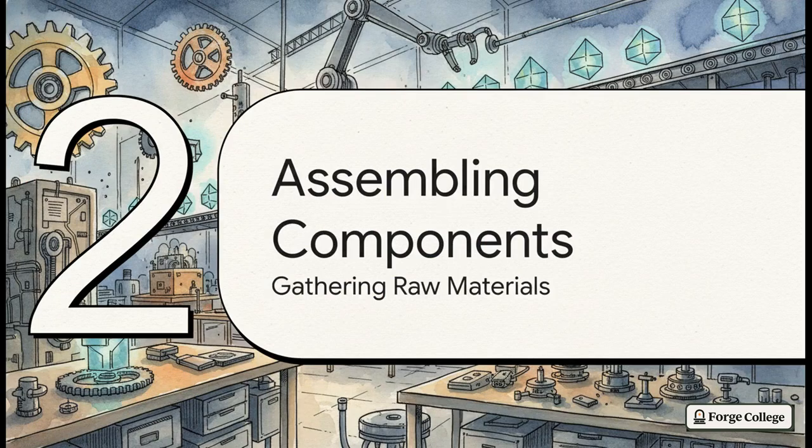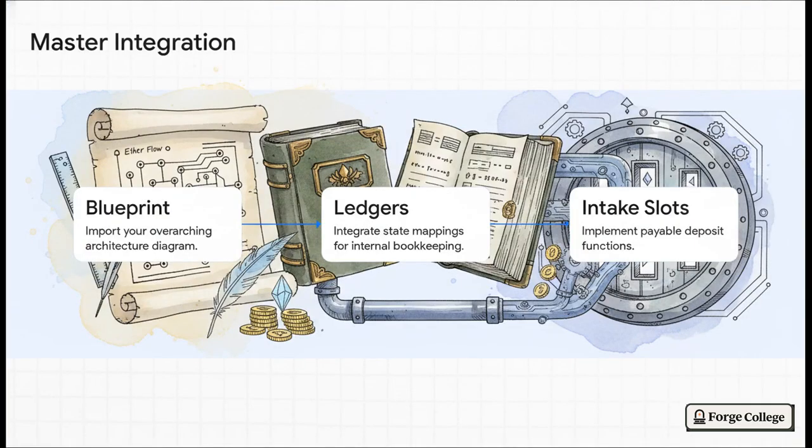Moving right along to part two, assembling contract components. Time to gather our raw materials. Okay, let's hit the factory floor. To build this capstone increment, we're basically synthesizing three crucial inputs you've already created. Step one is your overarching architecture diagram. That's our blueprint, showing exactly how the ether flows. Step two brings in the state mappings from lesson 2, acting as our internal ledgers to track exactly who owns what. And step 3? That's implementing the payable deposit functions from lesson 3, which serve as the actual intake slots for our vault. We're taking these isolated individual pieces and bolting them tightly together into one cohesive unit.